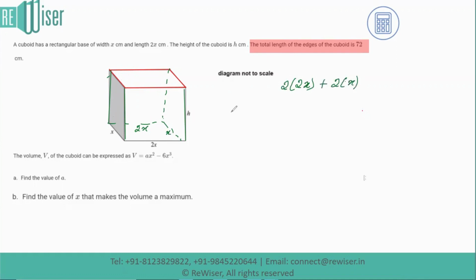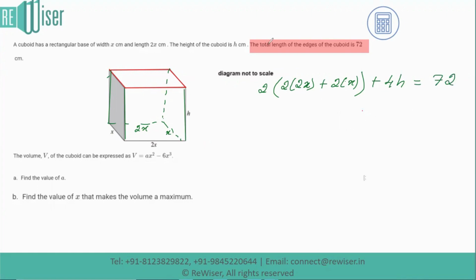So this is going to be the sum of all the edges at the base, and we have the same thing at the top, so I'll just multiply this by 2. And if I talk about the edges with length h, there are 4 of them, so 4 times h. This is the total length of the edges of the cuboid, which is given as 72. Now we need to think about making h the subject.